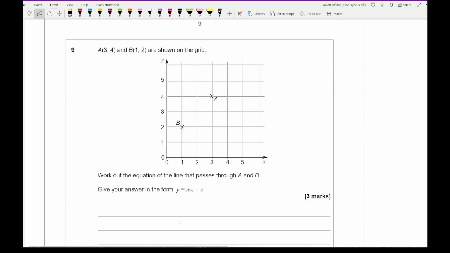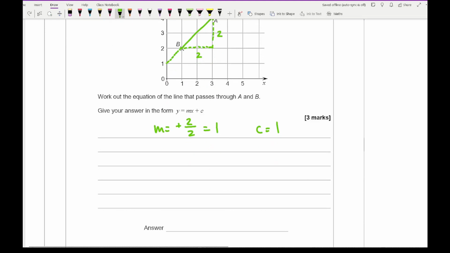Moving on to question 9, it says A is 3, 4, B is 1, 2, shown on the grid. Work out the equation of the line that passes through A and B. Give your answer in the form y equals mx plus c. So again, drawing a straight line through AB, and if I continue drawing that line, then to work out the gradient, again draw my triangle using the scale, so it's 2 up, 2 across. So m is positive and it's 2 over 2, so it's 1. And the y-intercept is at 1. So then substituting those values into y equals mx plus c, we get y equals x, or 1x plus 1.